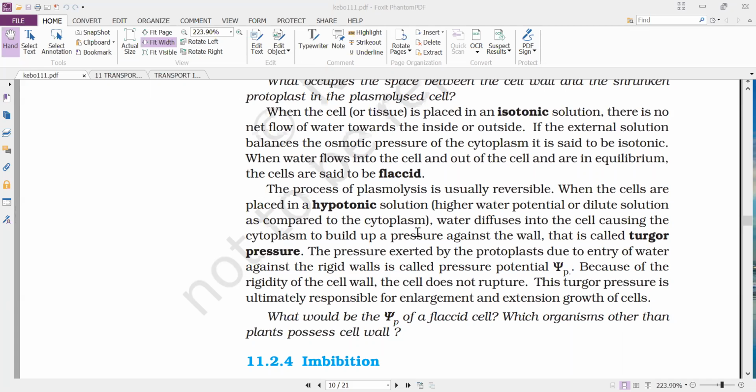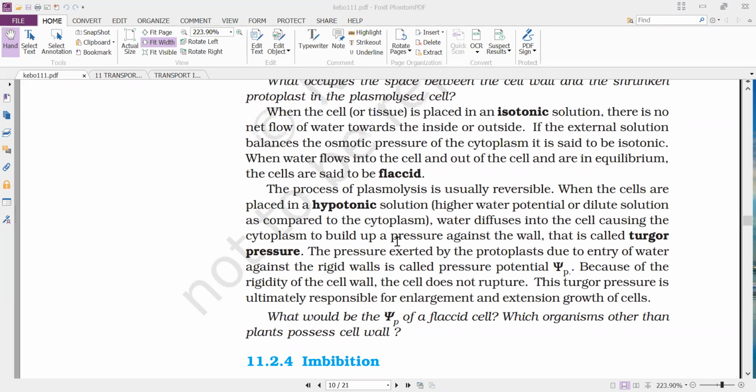Because the cell wall is rigid and tough, that's what we can see here. The process of plasmolysis is usually reversible. That means we can change a plasmolysed cell back to a normal cell. How? By placing the cell in a hypotonic solution. As a result, water diffuses into the cell, causing the cytoplasm to build up a pressure against the wall.